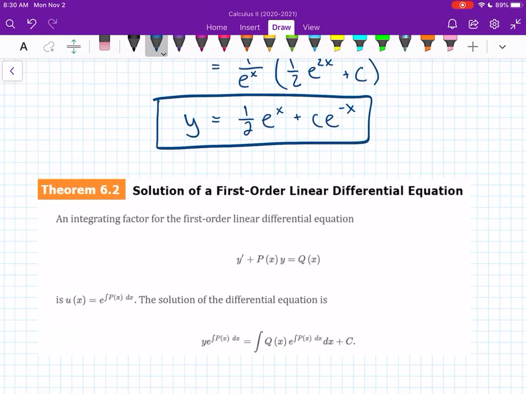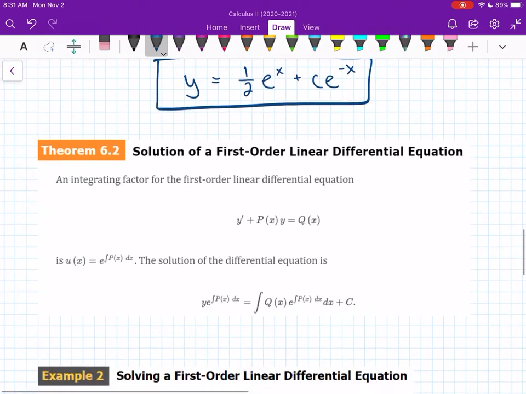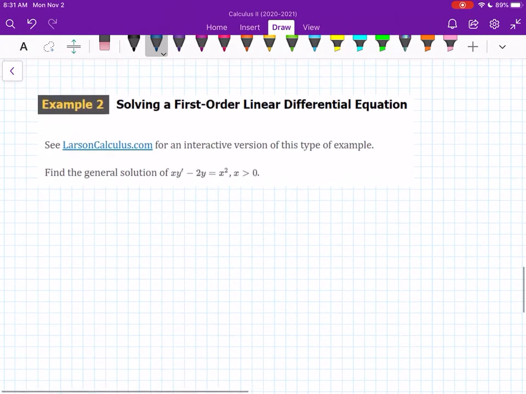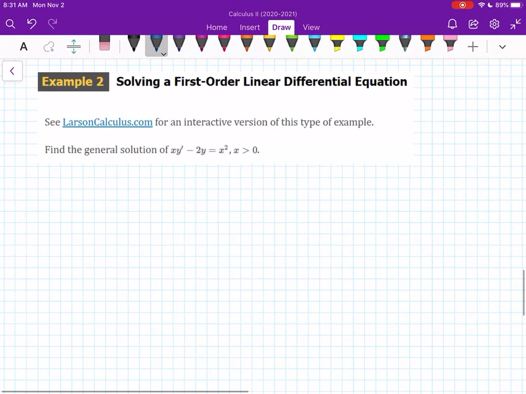Oh, right here. Here is the official solution to first order linear differential equations for you. So if we have y prime plus p of x, y equals q of x, and we have our integrating factor, we multiply and we can get the general solution is this. So there you go. There it is, all nice and fancy for you.